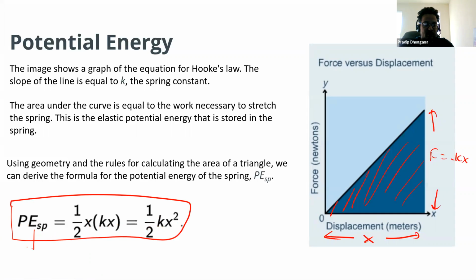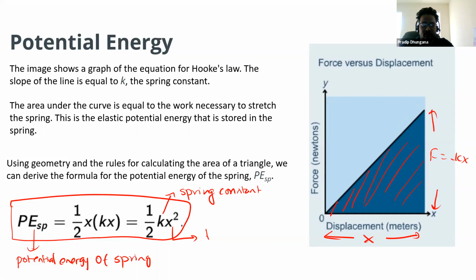Write that in your notebook. This PE is the potential energy of the spring. Here k is the spring constant, and x is displacement. This displacement can be due to elongation or compression, okay? So this is all about the potential energy of a spring.